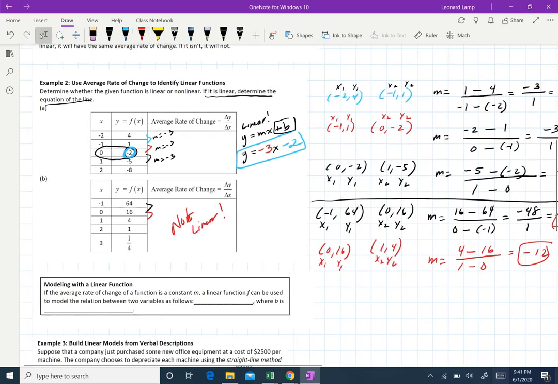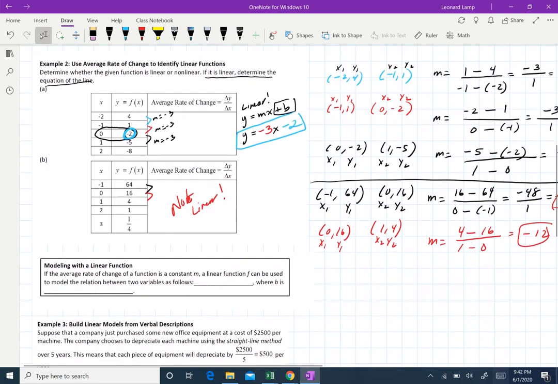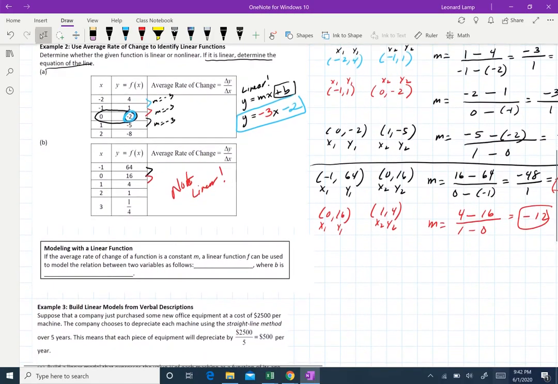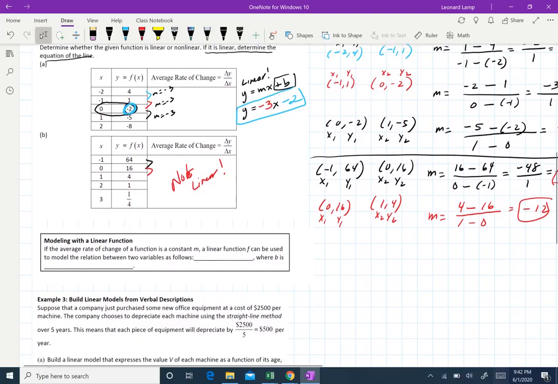Right, so all I wanted you to notice is that linear functions have a constant average rate of change, because it's basically the slope. That's all they're trying to point out to you, and that's how you can tell given a chart of values. So if an average rate of change of a function is some constant n, a linear function can be used to model the relationship between the following variables.